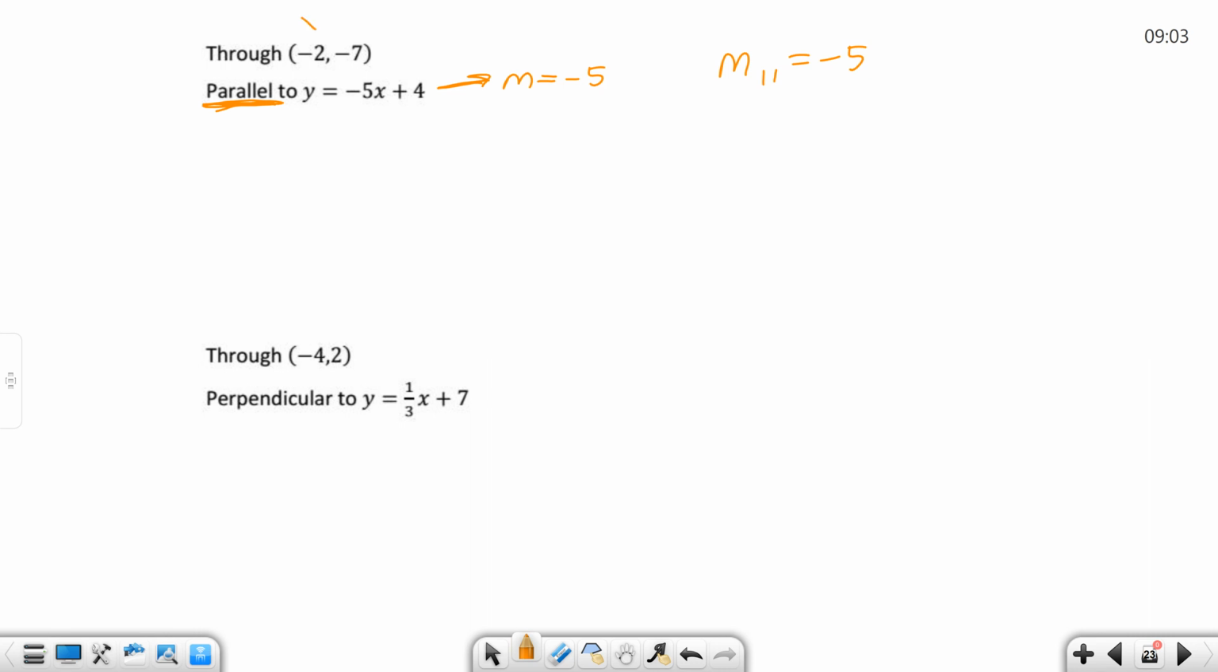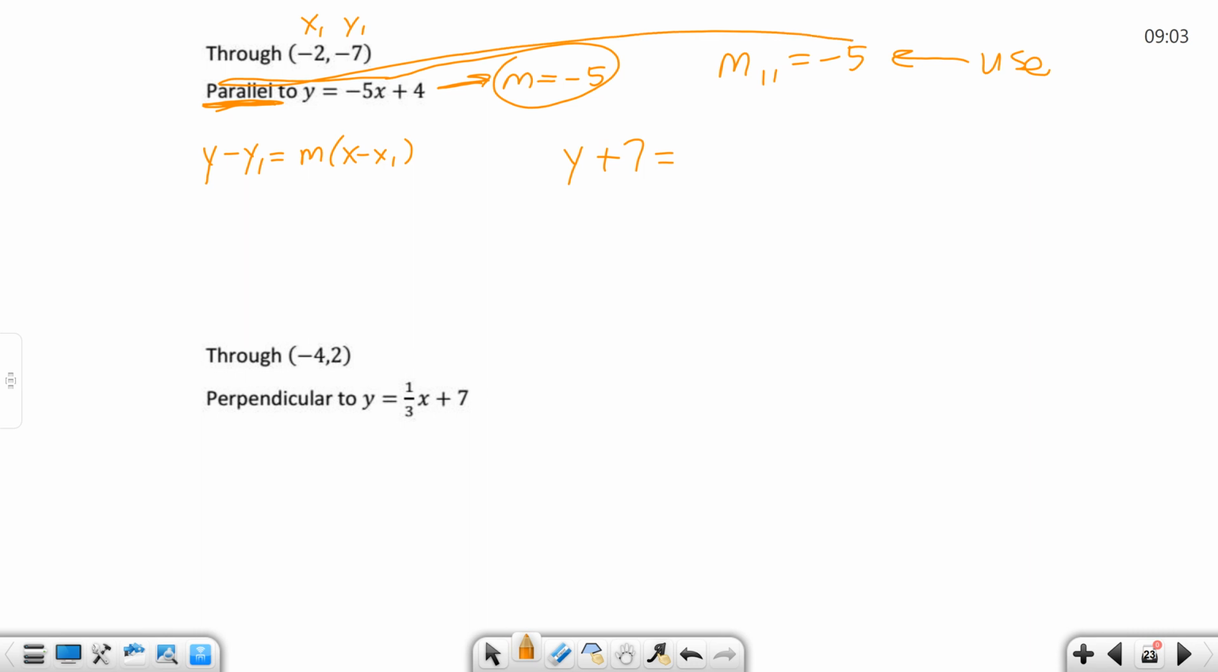And then the other thing is I have x1, y1. Right, x1, y1. So, y minus y1 equals m, and then x minus x1. So we have y minus a -7 is plus 7 equals my slope, which, by the way, this is the slope you use. We found this slope from this line, but then it said parallel, so we go over here and get this one, right?